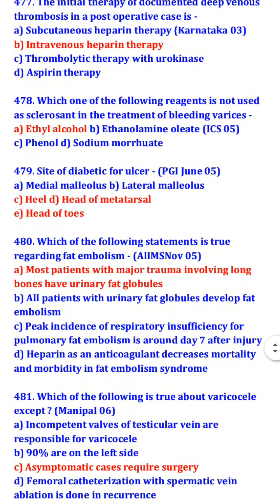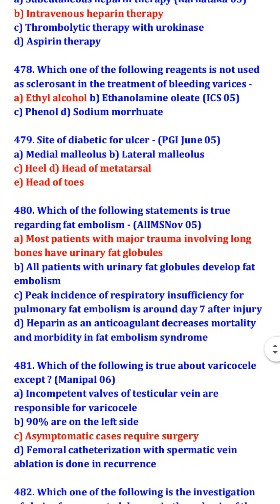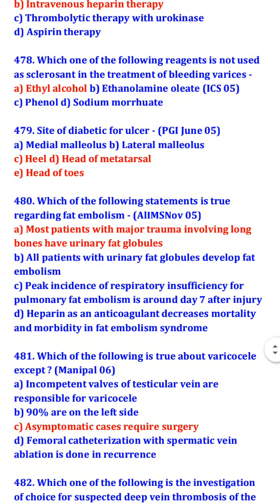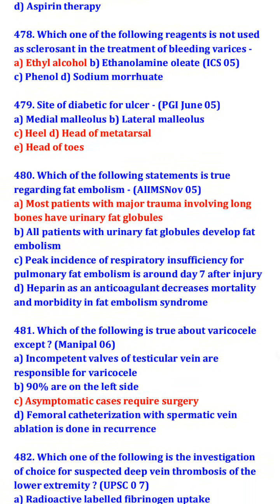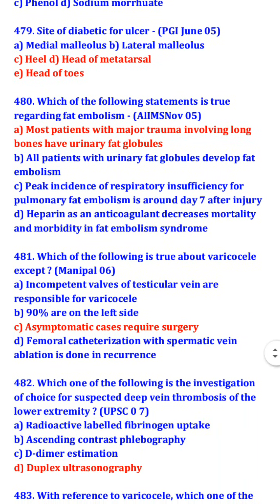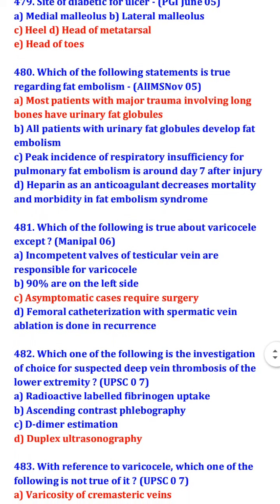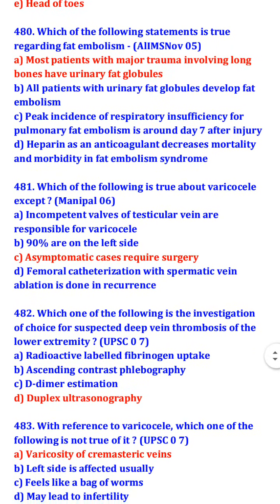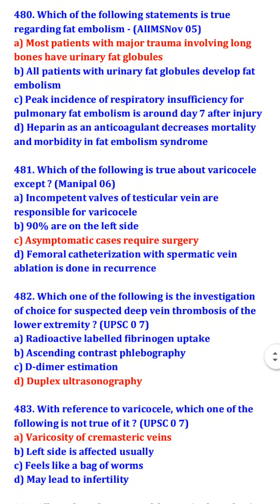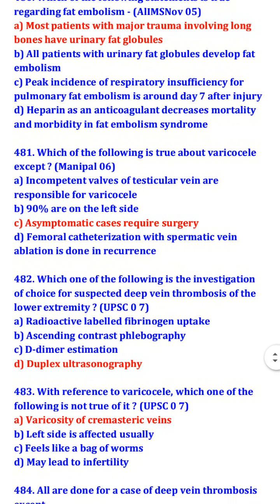Which of the following statement is true regarding fat embolism? Most patients with major trauma involving long bone have urinary fat globules. Which of the following is true about varicocele except: asymptomatic cases require surgery is incorrect. What is correct? Incompetent valves of testicular vein are responsible for varicocele. 90% are on left side. Femoral catheterization with spermatic vein ablation is done in recurrence.